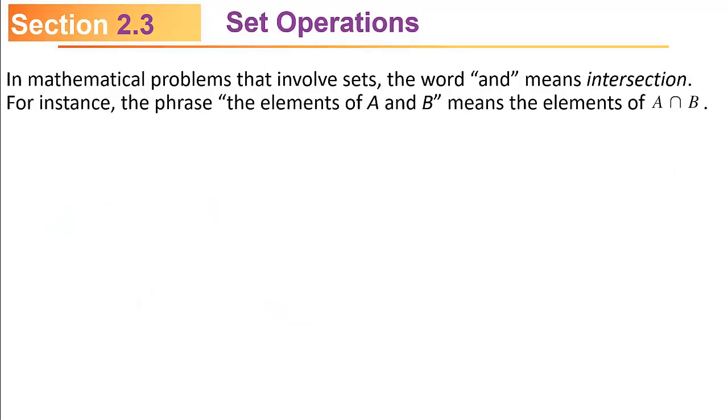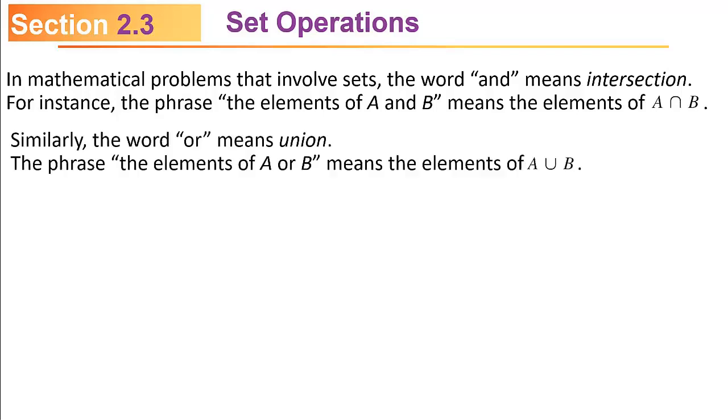In mathematical problems that involve sets, the word "and" typically means intersection. For instance, the phrase "the elements of A and B" means the elements of A intersect B. Similarly, the word "or" typically means union. The phrase "the elements of A or B" means the elements of A union B.